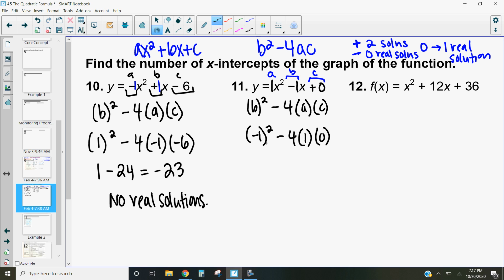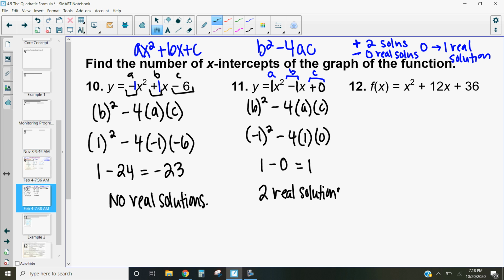Perfect. -1 squared is going to be 1, minus 4 times 1, which is -4, and that times 0 is 0, so minus 0 equals 1. Well, it's positive, so that means I have 2 real solutions.